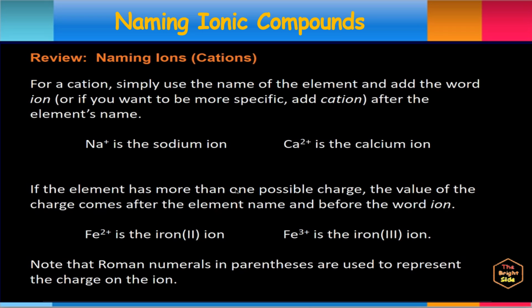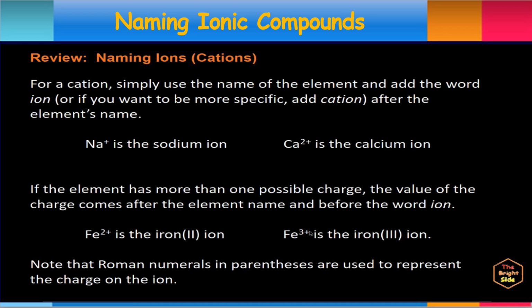Now, for a cation, it's actually pretty simple. You're going to use the name of the element, and then you're going to add the word ion. So, for instance, here we have sodium plus, so that's the sodium ion, or the sodium cation. Sodium is just the name of the element, and we just add the word ion, or else if we want to be a little more specific, we could add the word cation, and that's completely fine. With calcium ion, it's very similar. So we have calcium 2 plus. Calcium is the name of the element, and then we're just going to add the word ion.